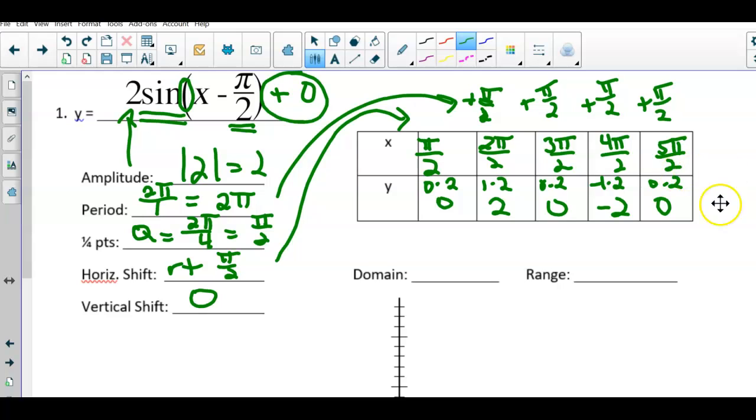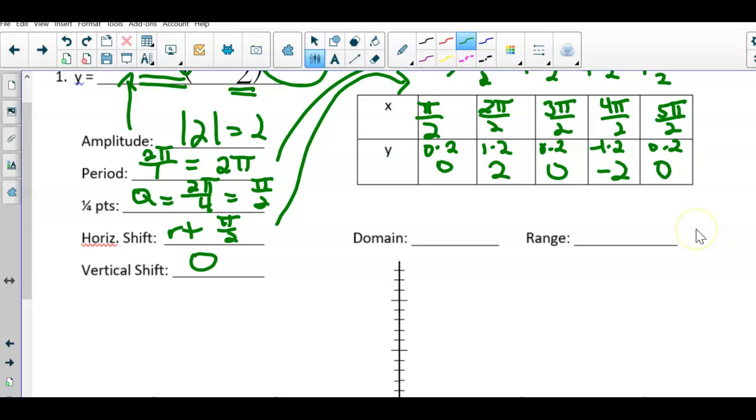Now we could talk about the domain and the range. Domain is going to be -infinity to infinity. Sine and cosine functions have no domain restrictions. The range is based on what the biggest and smallest y values are. So my smallest y value is -2. My biggest y value is +2.